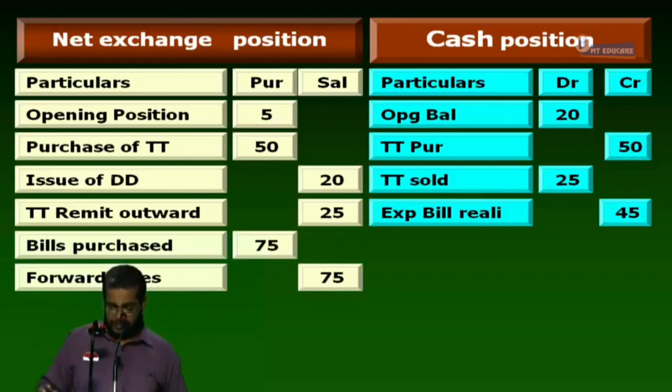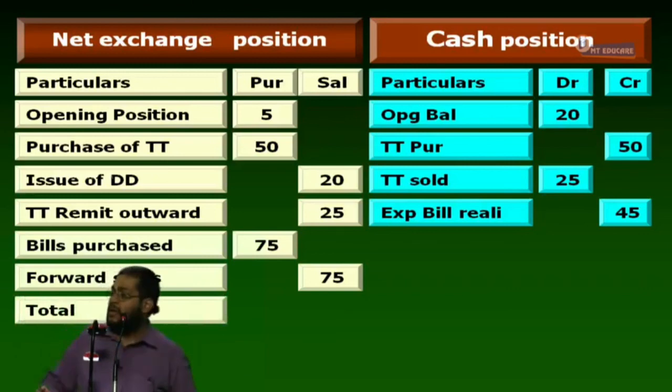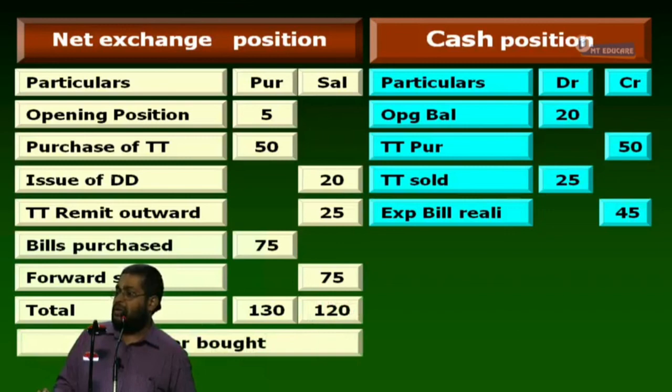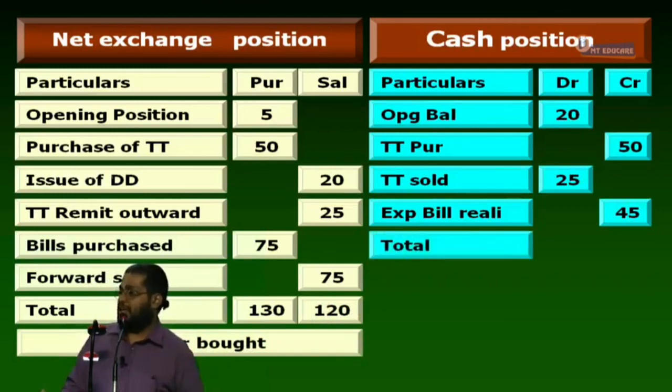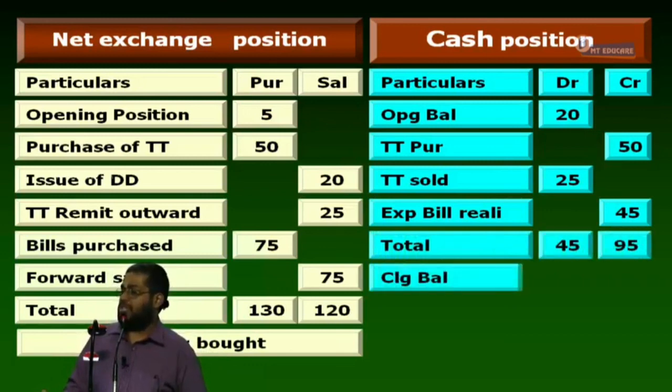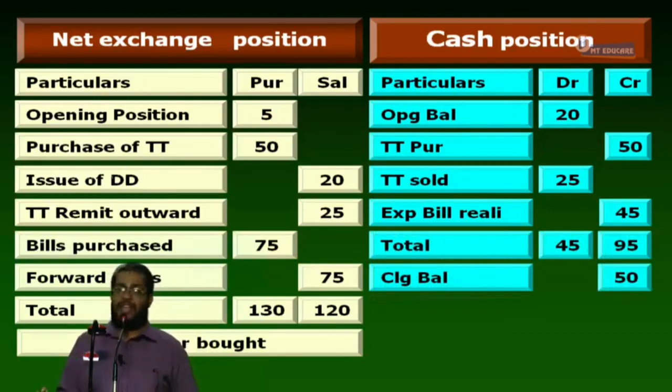Any more transactions? No more transactions. Tell me the total. Purchases total is 55 plus 75, 130. Sales total is 45 plus 75, 120. It is going to be 10 overbought. My exchange position is 10 overbought. Now tell me the cash position. What is the total of cash? Debit here is 45. Credit total is 95. The closing balance is 50 credit.